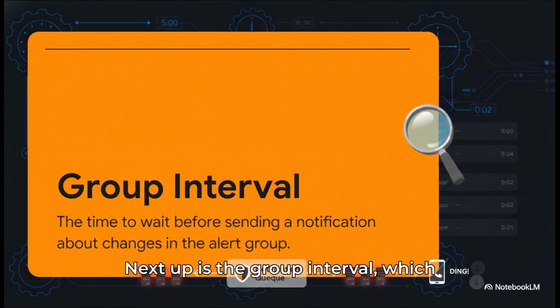Next up is the group interval, which is totally different from group wait. Once that initial bundled alert is sent, the issue is usually still ongoing. Group interval prevents notification spam by setting a strict speed limit on how often you get updates about that exact same ongoing incident. The default is 5 minutes. So if more servers fail under that same grouped issue 2 minutes later, Grafana holds back. It respects the speed limit, waiting for the 5-minute mark to send you a clean, updated summary.